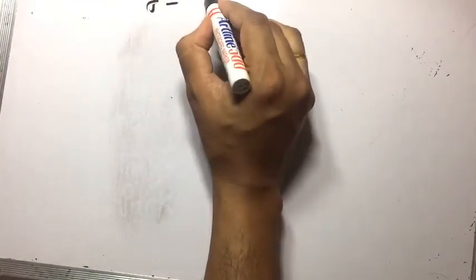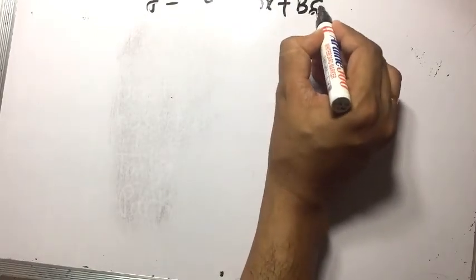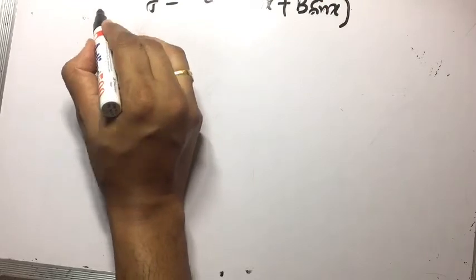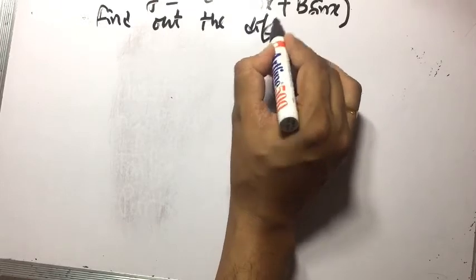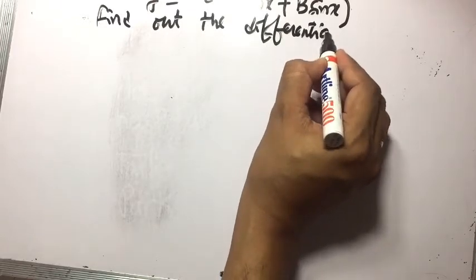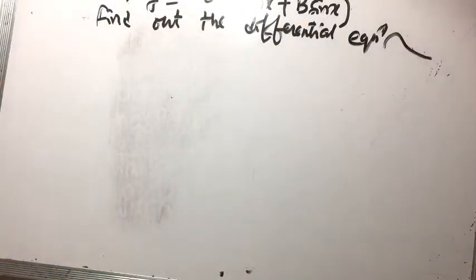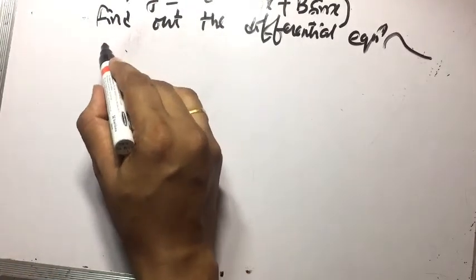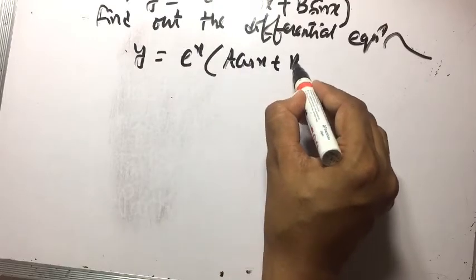Consider another example. Suppose y equals e to the power x times a cos x plus b sin x is given. We have to find out the differential equation. y equals e to the power x times a cos x plus b sin x. Now first of all, differentiate.